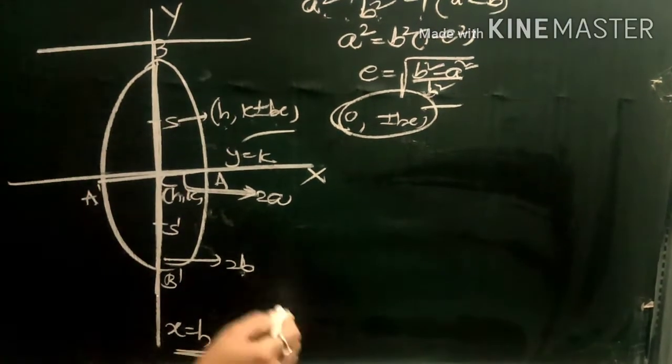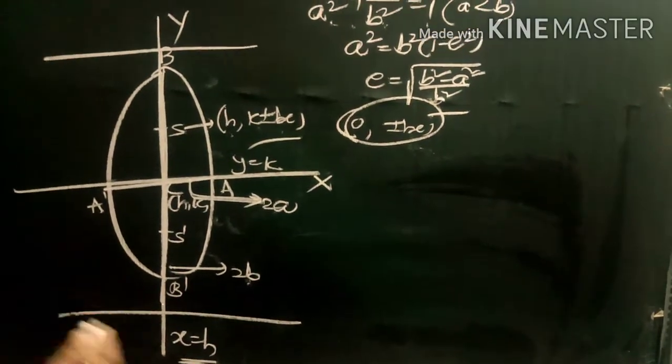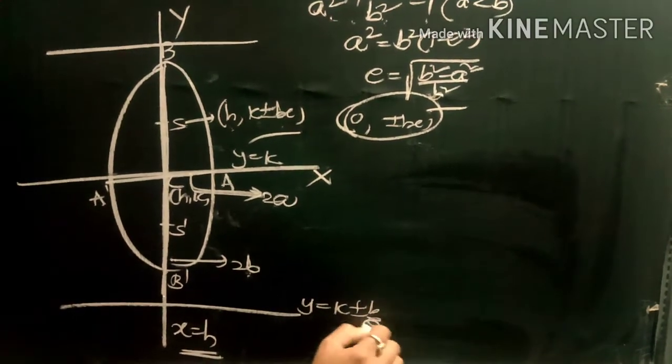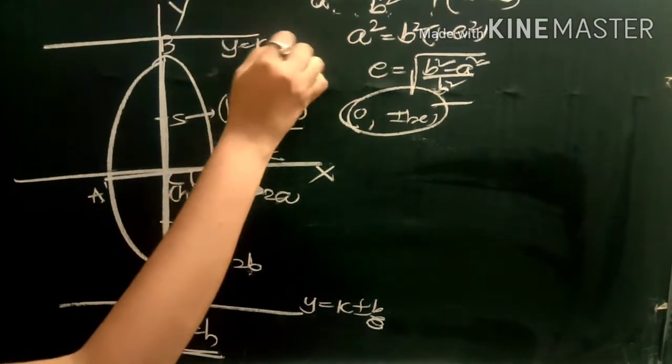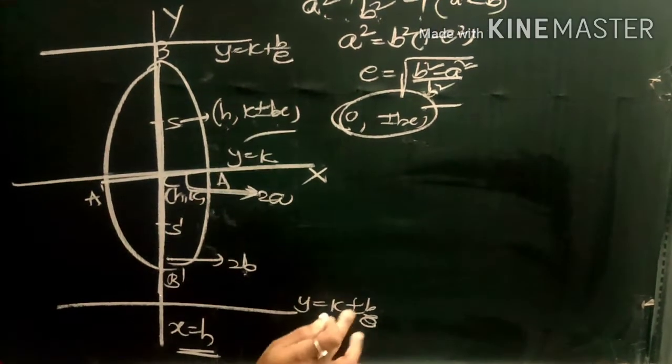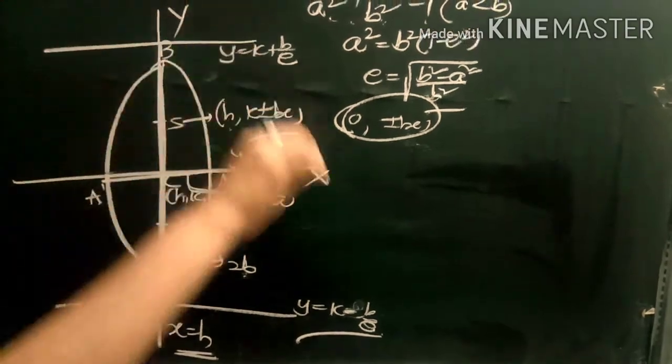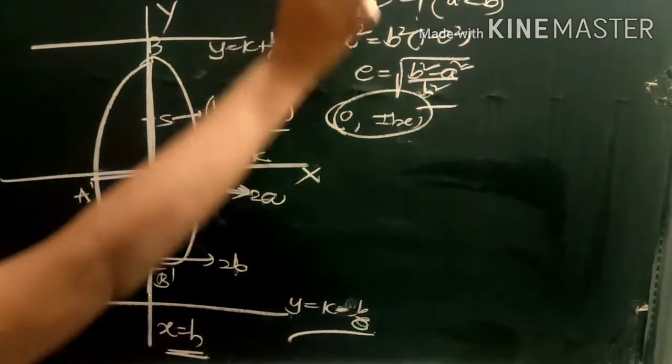And the equations of the directrices we take as y is equal to k plus or minus b by e. This is the first equation, y is equal to k plus b by e, and this is the second equation, y is equal to k minus b by e. Now these are all the formulas related to the last form.